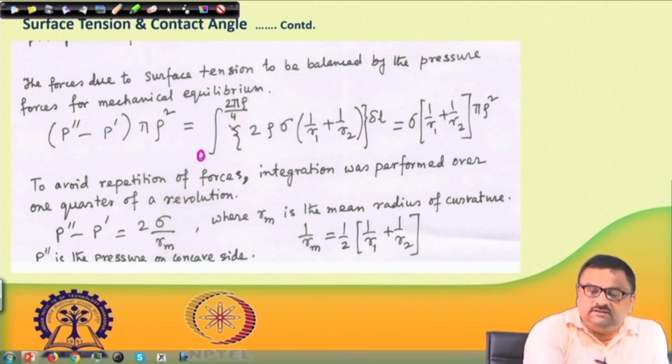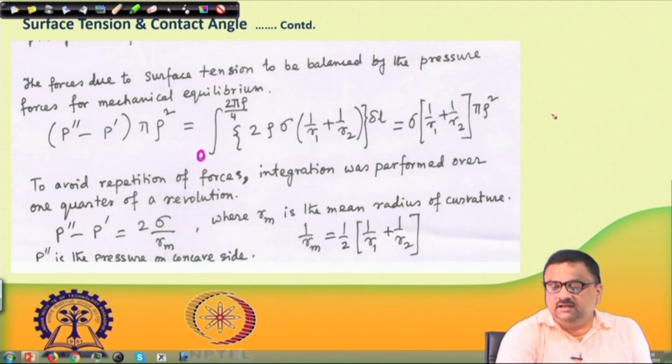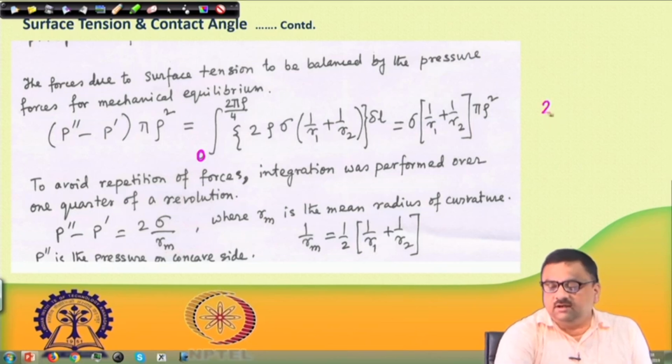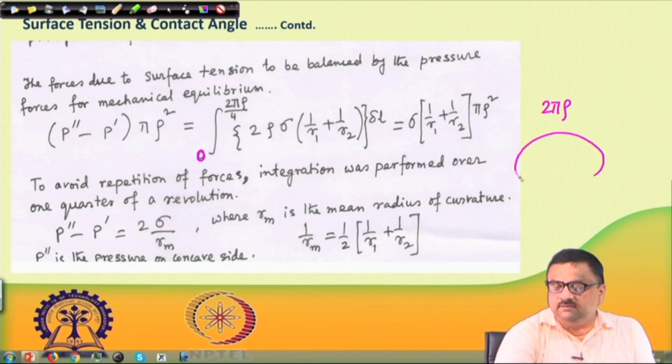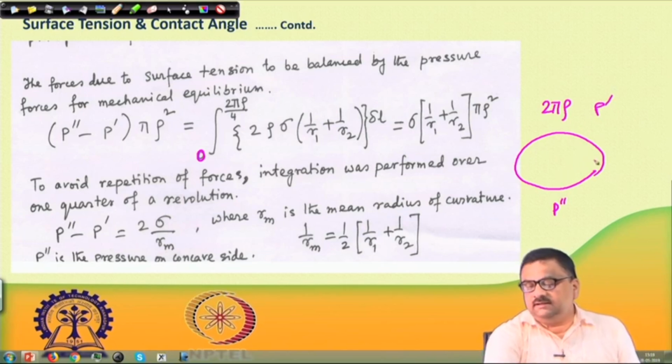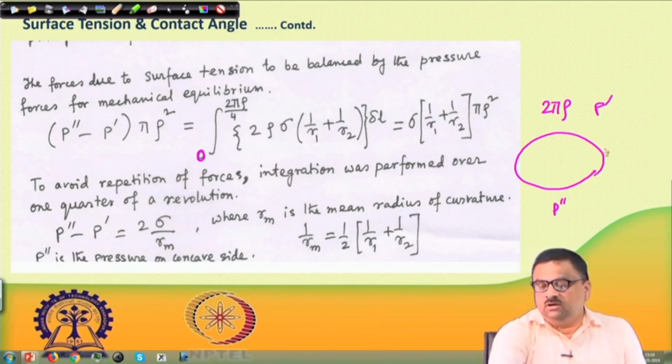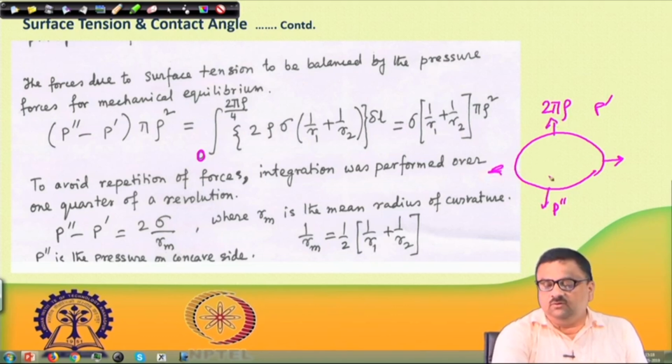So, that means that the perimeter is given by 2 pi rho. This is the perimeter over which the force is acting. Here it is P double prime and here it is P prime. So, this perimeter is 2 pi rho. Now, since you are accounting A, B, C and D, all four sides.